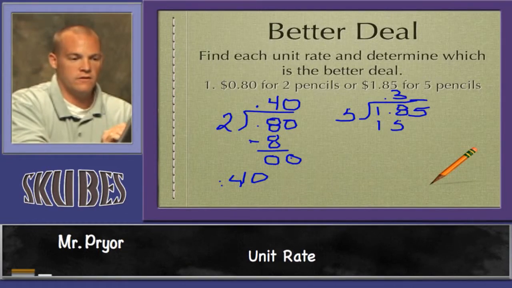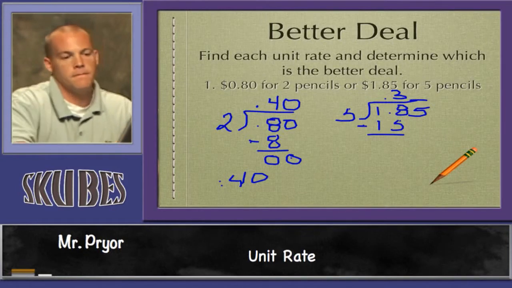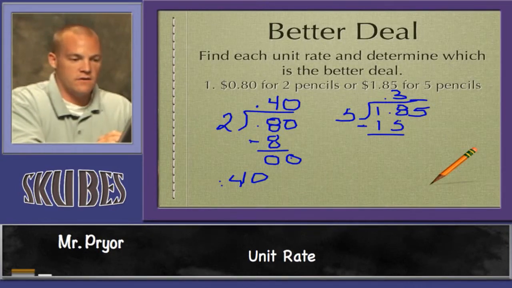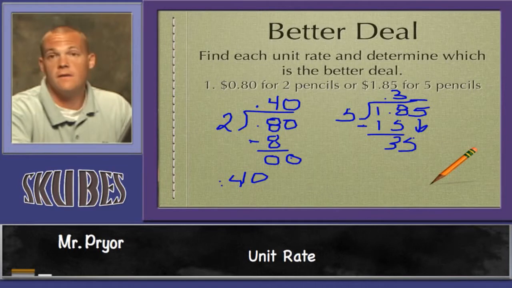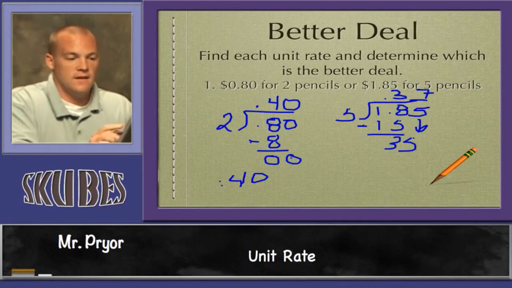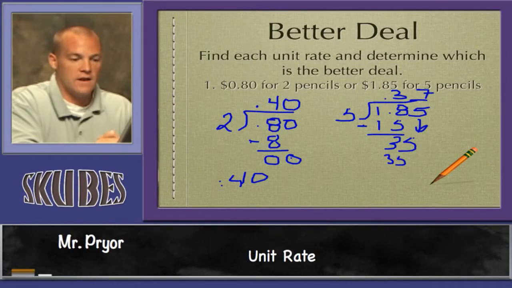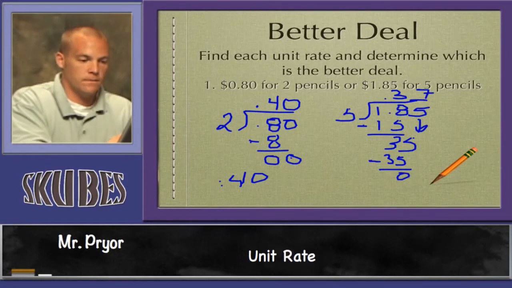Do that multiplication, which gives us 15. Go ahead and subtract there, and you see that you get a 3. You bring down your 5. So that's going to now require you to divide 5 into 35, which is going to give you 7. Now you can see, after you multiply, that works out nice and even for us. We get a remainder of 0, and we can compare the two amounts.